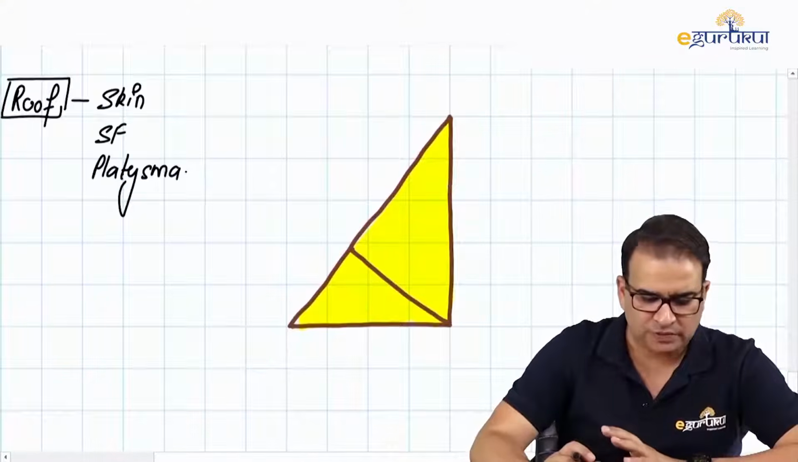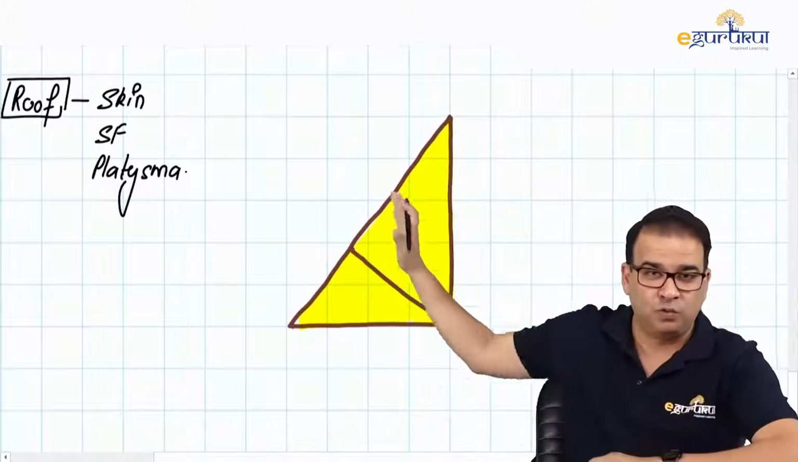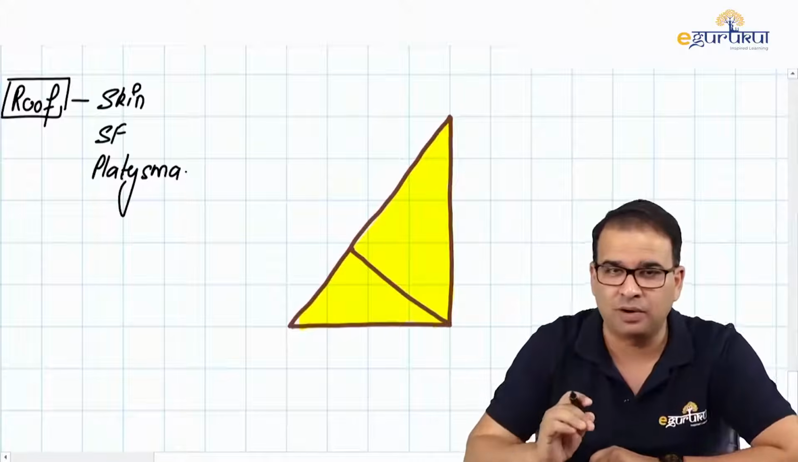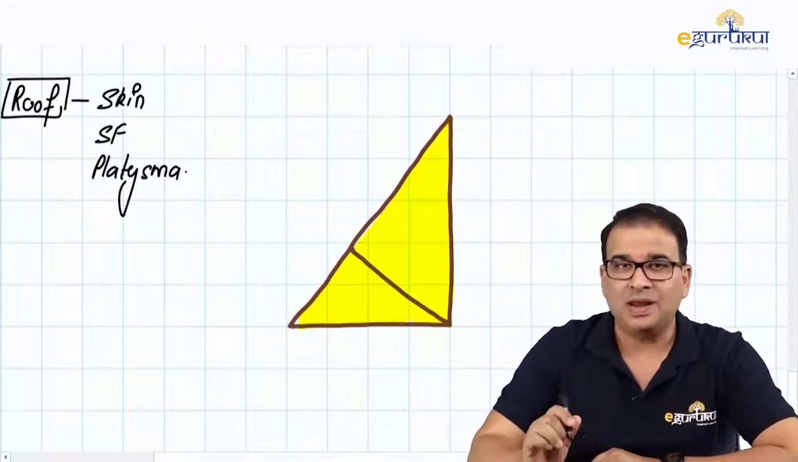Apart from skin, superficial fascia, and platysma muscle, what else will be there in the roof part? And again, such as clinically important. First, the vein, external jugular vein.